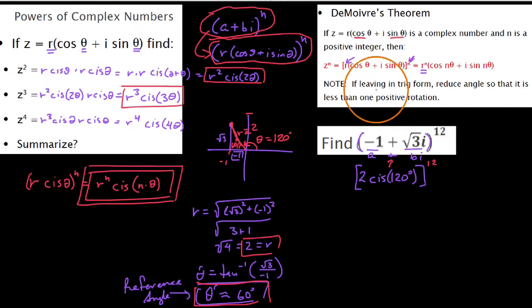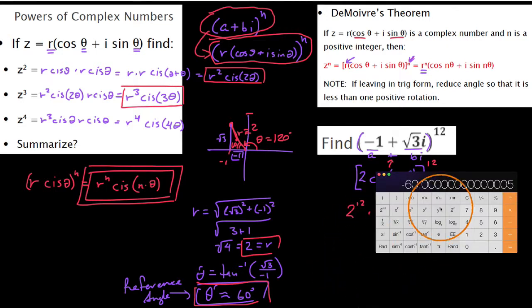And so what I want to do is use DeMoivre's theorem now to find what this would be if I raised it to the 12th power. Simply put, we could say it's 2 to the 12th, and we say cis of 12 times 120 degrees. Boom, we're done. As a matter of fact, we can get a value for 2 to the 12th.